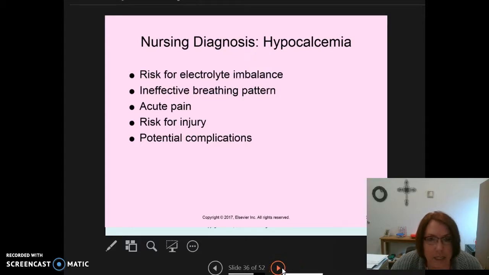And if you look at the Trousseau sign and how, when you put the blood pressure cuff on, what it does to their hands, you're going to see that muscle contraction in that pose. Risk for injury related to tetany and seizures. Okay, and potential complications would be fractures and then respiratory arrest, and at points maybe going into cardiac arrest if they have significant dysrhythmias.